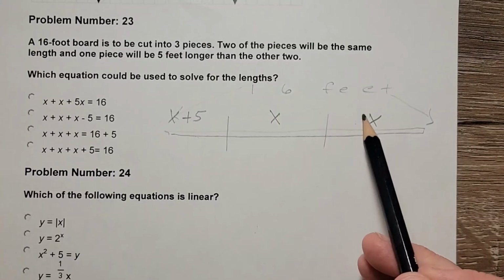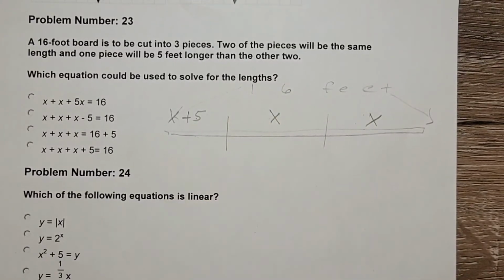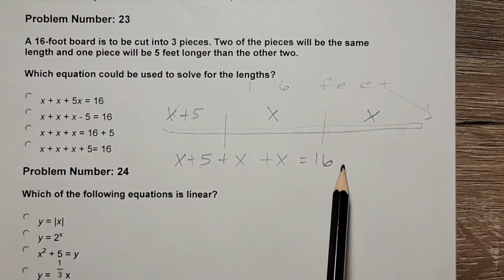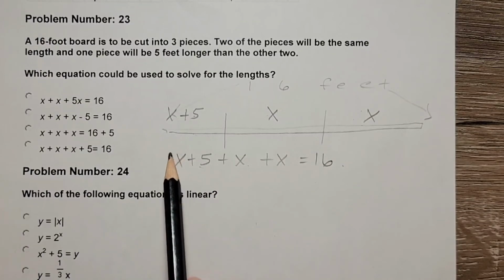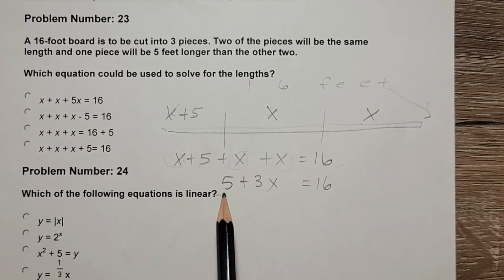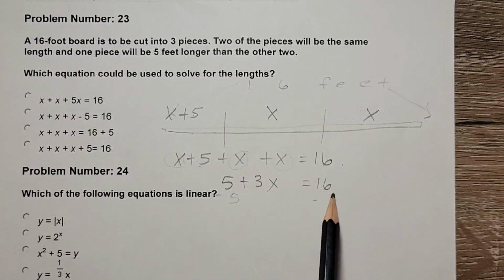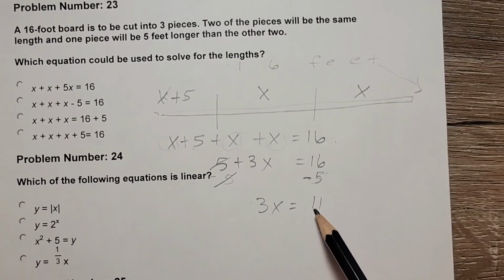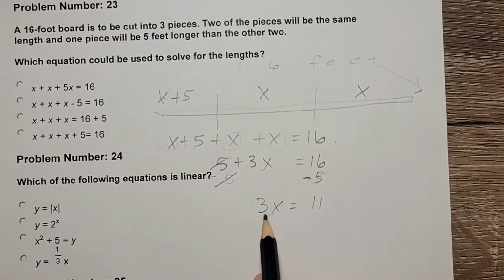So we got to add these 3 sections to get the answer. Okay, so the equation is going to look like this, where we're adding the 3 sides. First thing we're going to do is combine like terms. These are like terms. So we have 3x's. Okay, now we're down to 2 steps. We're just going to subtract the 5 from both sides, getting 3x equals 11. Our last step is going to be division, because that's the opposite of multiplication.